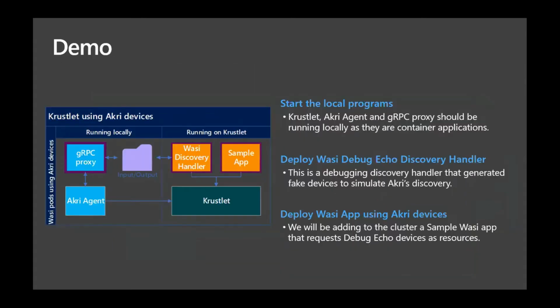So now going over a little bit of the context for our demo. Our demo will be composed of 3 steps. The first will be running the things locally, so the gRPC proxy and the Akri agent that are not on Kubernetes. Then we're going to be running a WebAssembly version of the Debug Echo discovery handler. So Debug Echo is a debugging discovery handler. It's not a real device. It's kind of simulating the Akri discovery process. So this is what we're going to be using for the proof of concept of this demo. And then finally, we're going to be deploying a WASI application that uses the Akri Debug Echo devices.